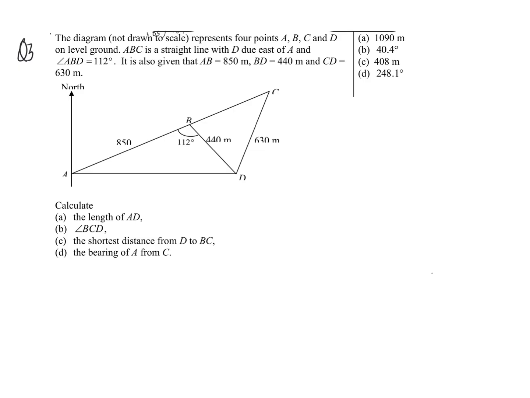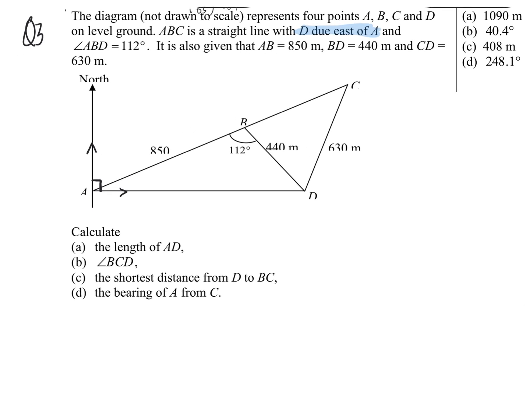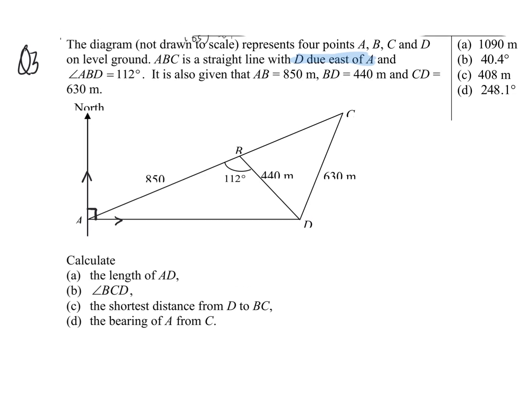The diagram has 4 points on the flat floor, and then ABC is a straight line with D due east of A. So meaning, if this is my North Pole, this is the east direction, they are telling you this is 90 degree. So this statement here, due east, is hinting at you that there is a 90 degree somewhere. So you can draw the 90 degree first, and then the rest of the info they state there is all stated on the diagram already. So now they say, can you find the length of AD? This one.